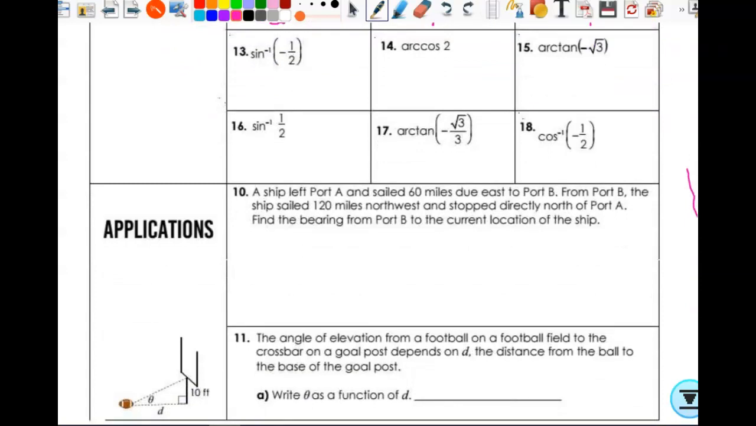Tomorrow, y'all are going to have a quiz, a timed quiz on your trig values, the whole unit circle. Okay. Number 13.